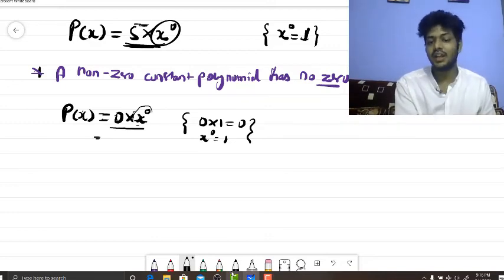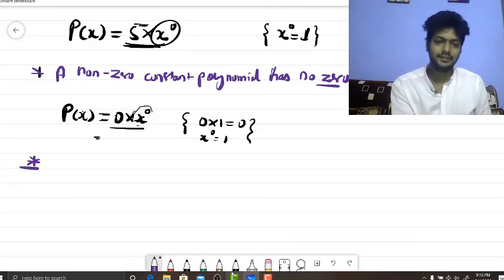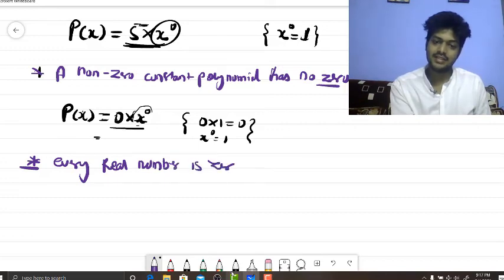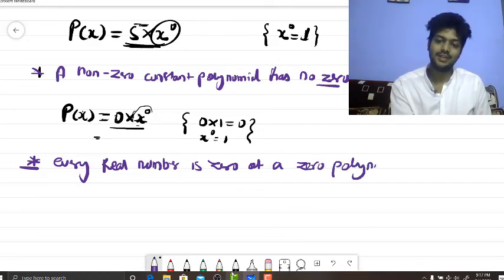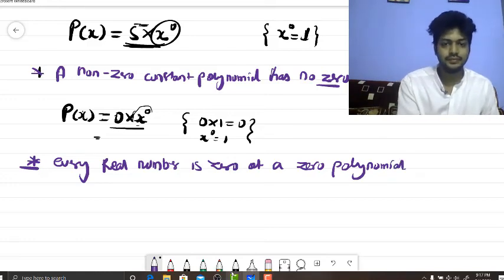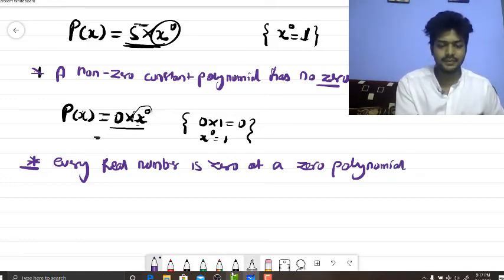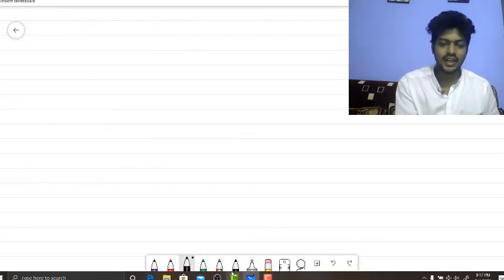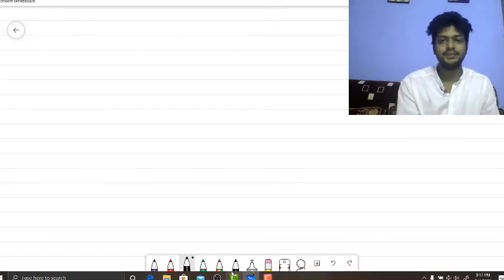So therefore we come to another yet most important conclusion, which is that every real number is a zero of the zero polynomial. Okay, so I guess now you guys are getting a clear picture of what zeros are.